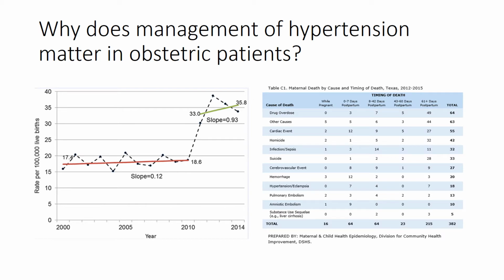Hypertensive disorders complicate about 5 to 10% of all pregnancies. In this review, hypertension or hypertensive disorders were responsible for about 5% of all maternal deaths in Texas. In the United States, hypertension is responsible for 7 to 8% of all maternal deaths. Importantly, as many as 1/2 of those deaths are felt to be preventable.